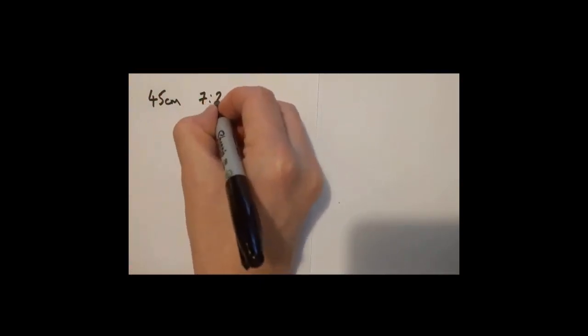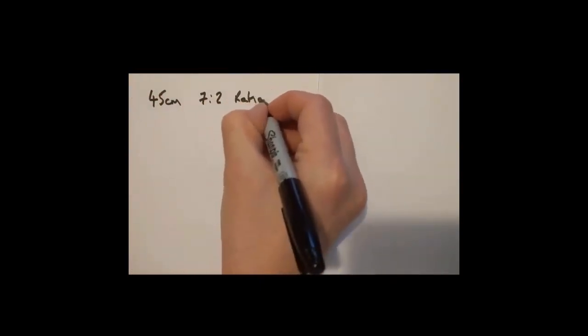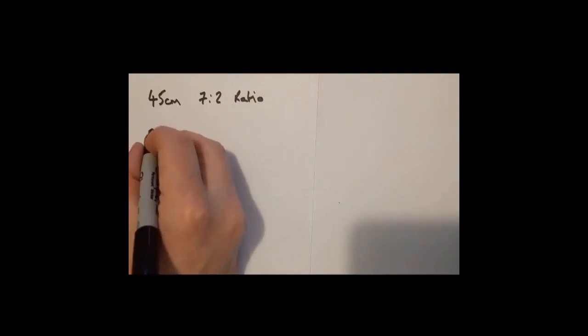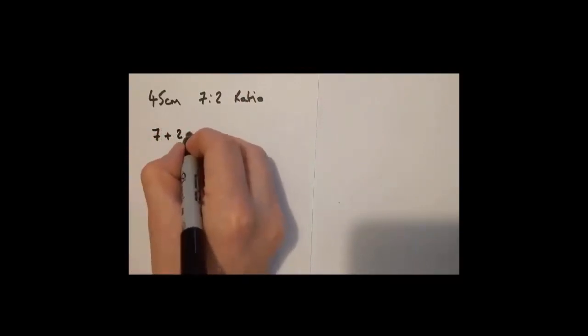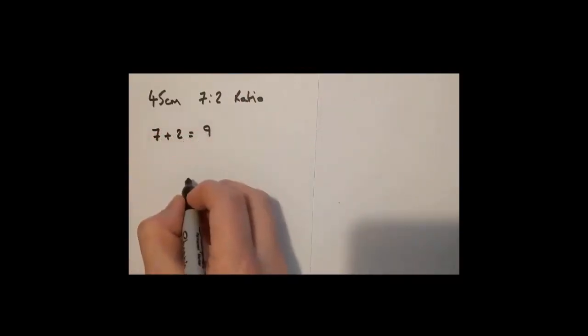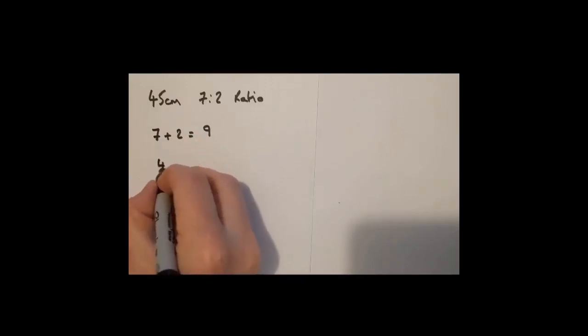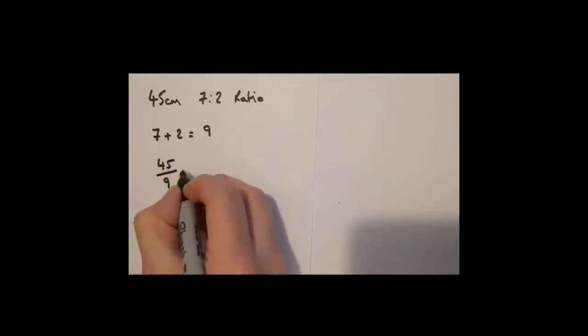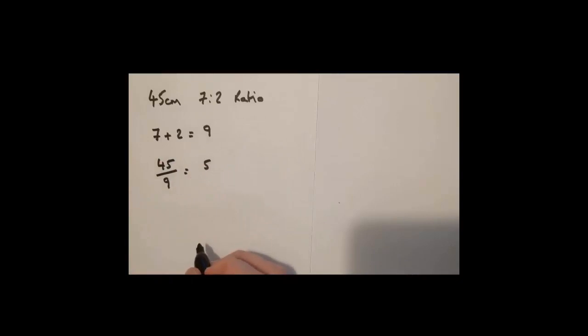So here we have a quantity, an amount of 45 centimeters, and we need to split this into the ratio of 7 to 2. So to begin with, we need to work out the total number of parts, which we do by adding together the ratios. 7 plus 2 equals 9. We then need to work out what each part is worth, so we take the amount, the 45, and divide it by 9, which gives 5.